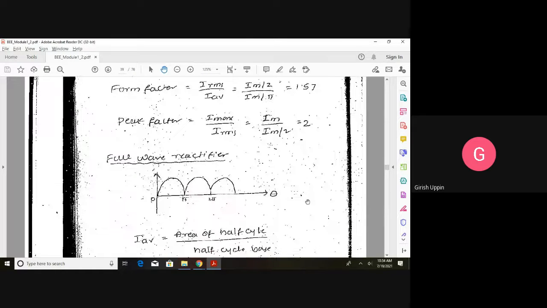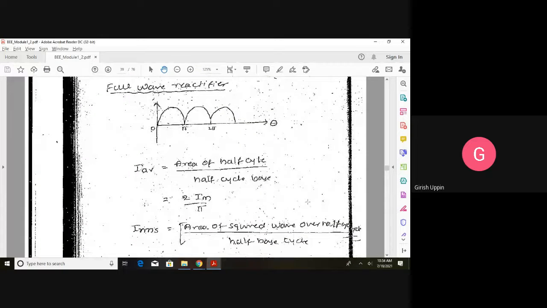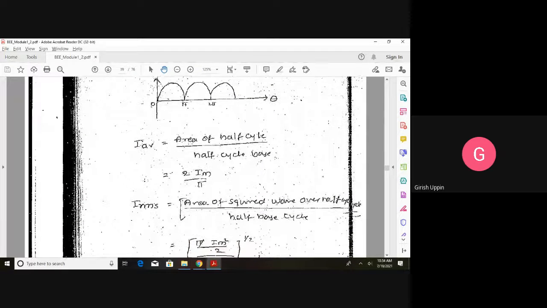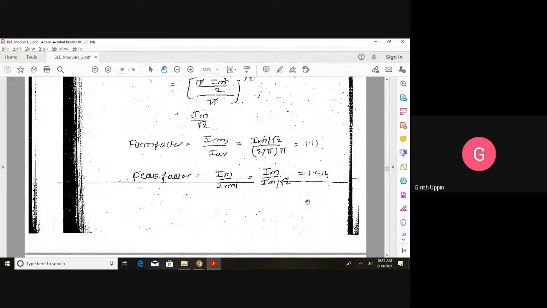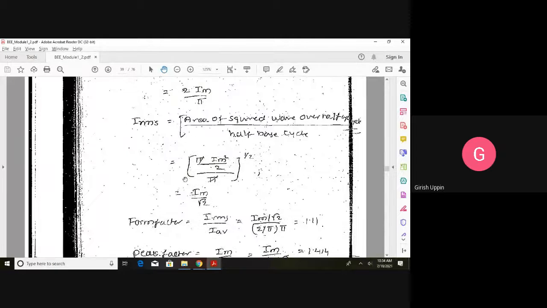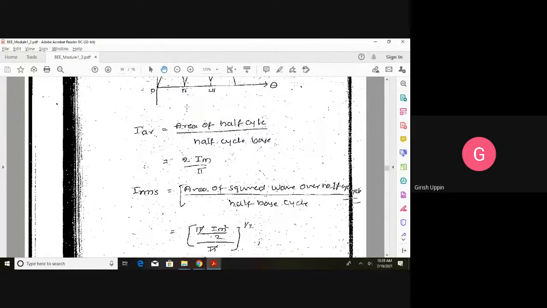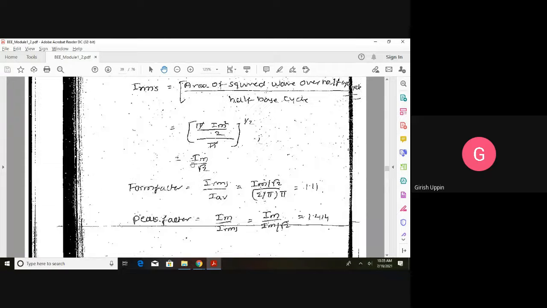Similarly, we can do it for the full wave rectifier. So for the full wave rectifier, this is the derivation. You can easily understand it. If you see here, we get the same form factor as for the sinusoidal waveform, because the RMS value is the same: Im by root 2, same as what we got for the sinusoidal waveform. The average is 2 by pi, that is 0.637 Im. Then this is 0.707 Im. Same form factor, same peak factor.